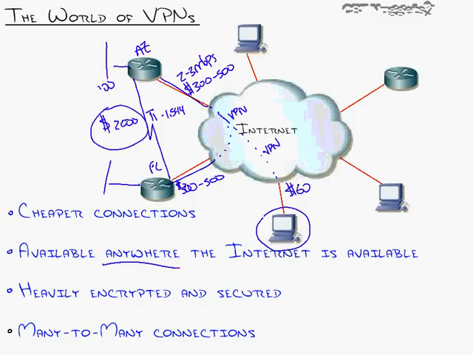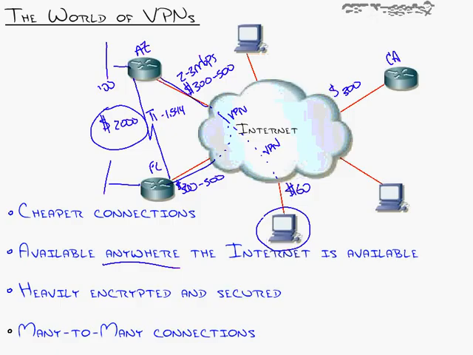Last but not least, the big benefit is many-to-many connections. For instance, if I was in Arizona and Florida, to get a private line, it's $2,000 a month, we'll say, and that price can vary, but you can only connect from Arizona to Florida. If Florida wanted to connect over here to California, I would have to buy another private line. And either Arizona would have to link to California or Florida would have to link to California, and that's another $2,000 a month because that's another private line.